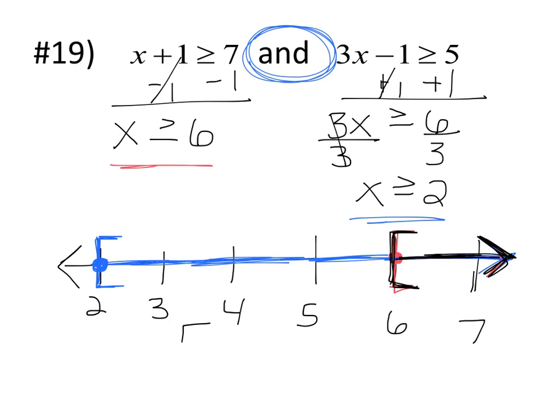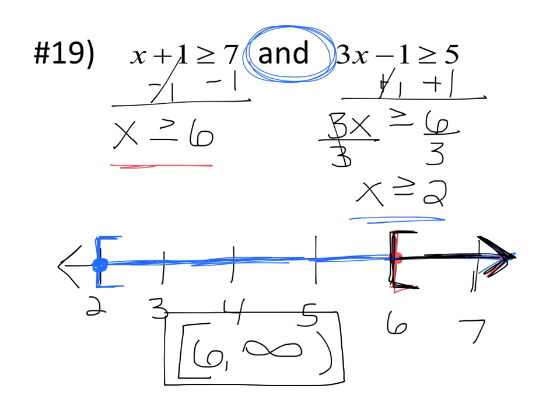So I start with a bracket. Where is that bracket? It's at 6. It goes on forever to the right, which means infinity. Infinity always gets a parenthesis, so it is 6 to infinity.